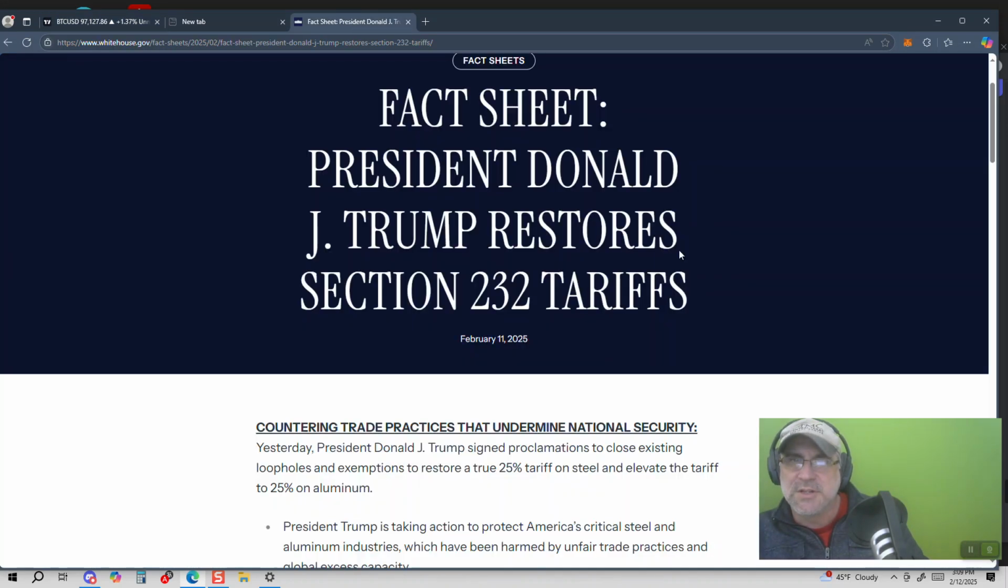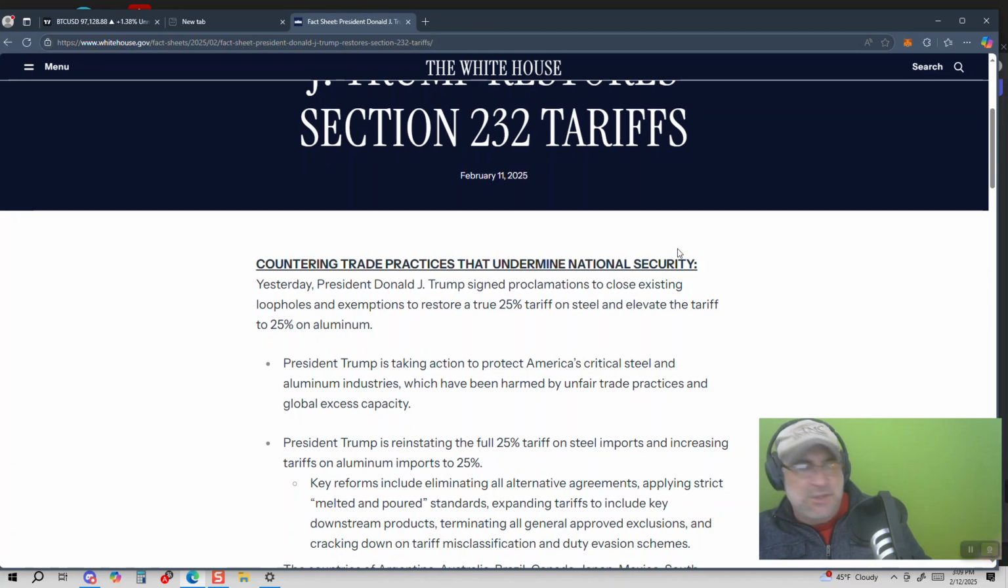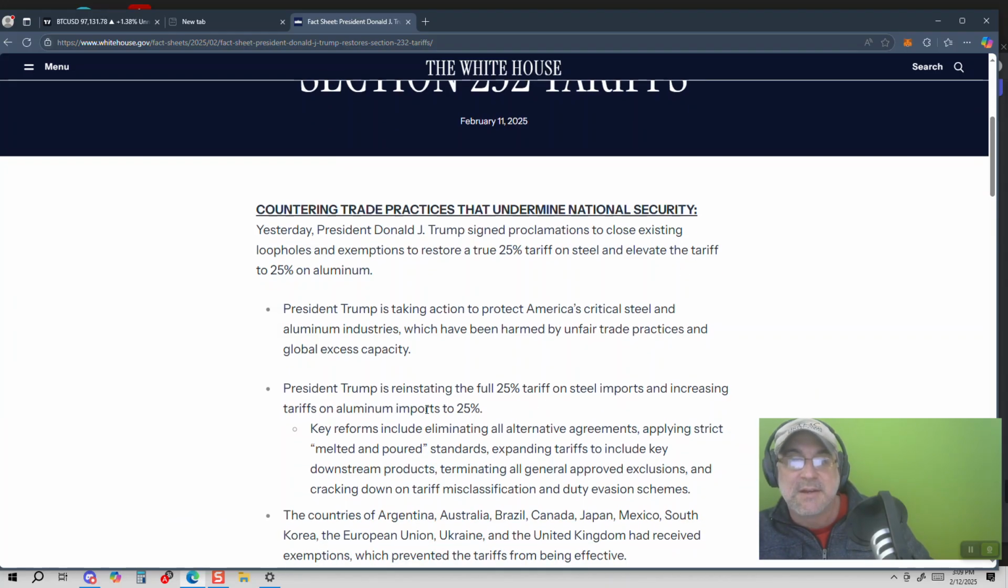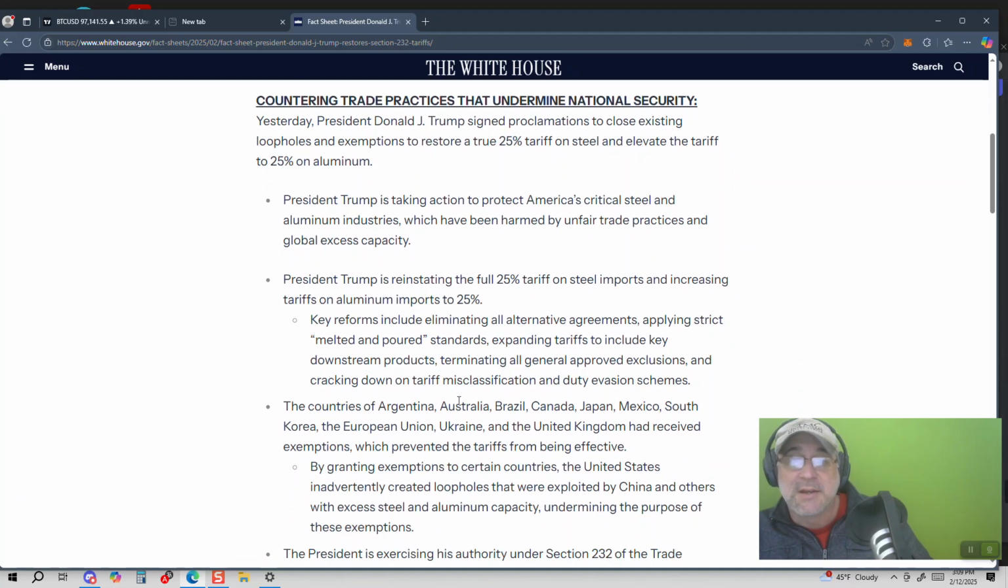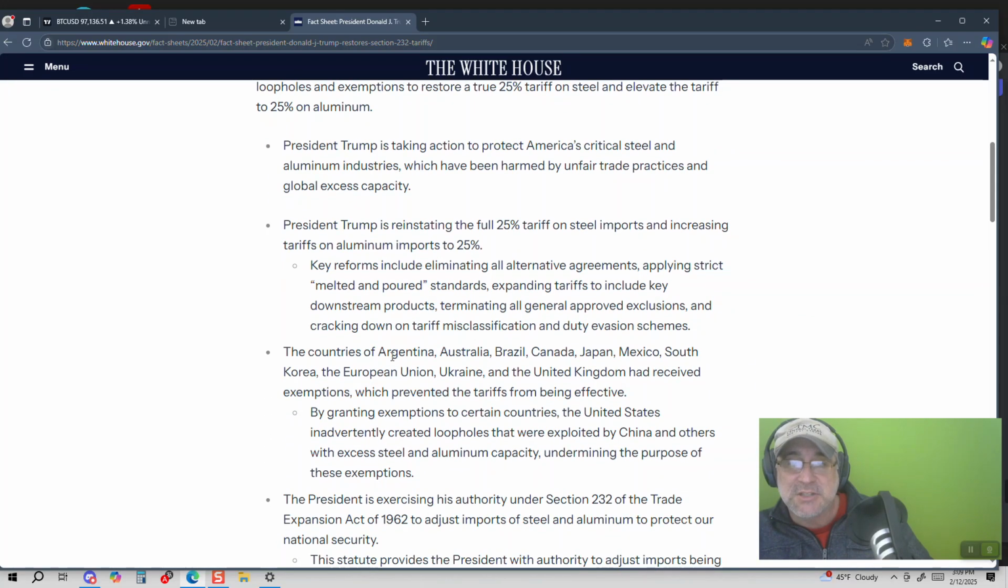Now, if you go to this fact sheet here from the White House, you know, the tariffs are ramping up right now. It says here that President Trump is reinstating the full 25% tariff on steel imports, and increasing tariffs on aluminum imports to 25%. This was from yesterday. Back when there were tariffs in place, certain countries were exempt from them. These are those: Argentina, Australia, Brazil, Canada, Japan, Mexico, South Korea, the EU, Ukraine, and the United Kingdom all had received exemptions, which prevented the tariffs from being effective.